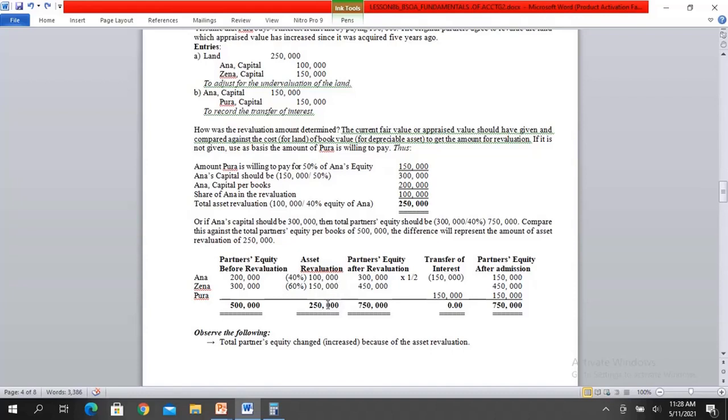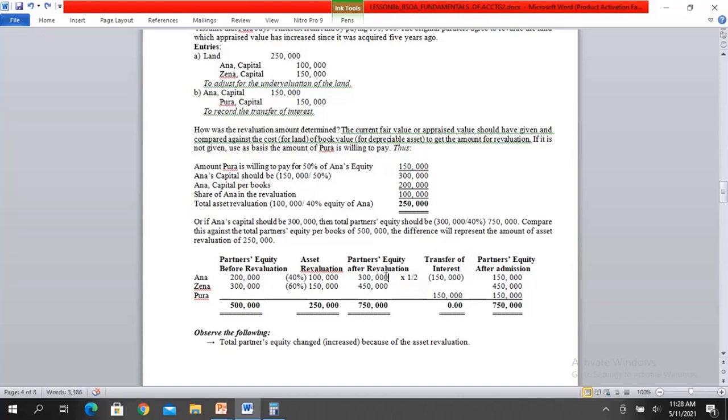So, 100,000 ang share ni Ana doon sa asset revaluation, kay Zina is 150,000 for a total of 250,000. So, partner's equity after revaluation. 200,000 plus yung share ni Ana na 100,000, partner's equity after revaluation would be 300,000. Si Zina naman, 300,000 plus 150,000, partner's equity after revaluation is 450,000. Wala pang amount kay Pura kasi hindi pa transfer sa kanya yung binilhan niyang interest. So, ngayon, itatransfer na natin yung interest na binili ni Pura.